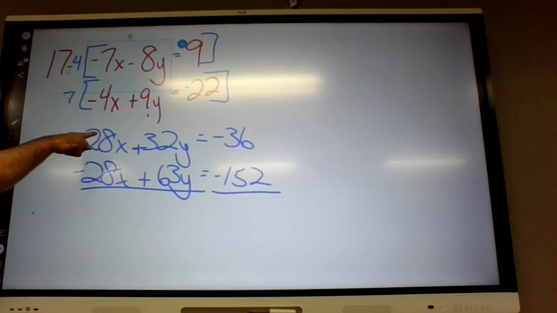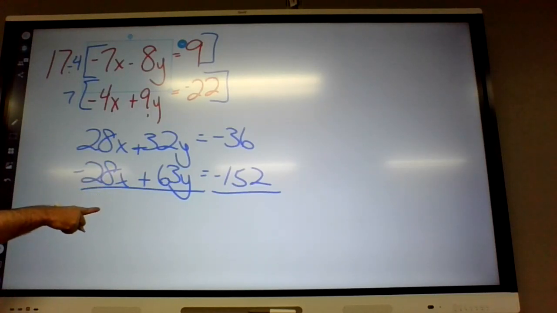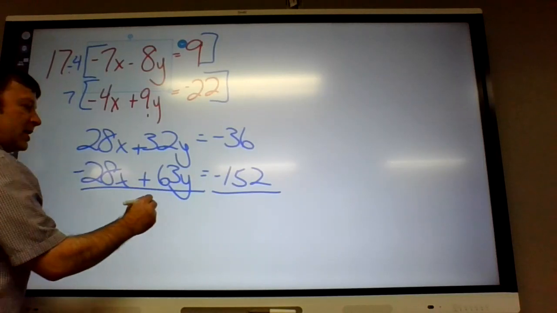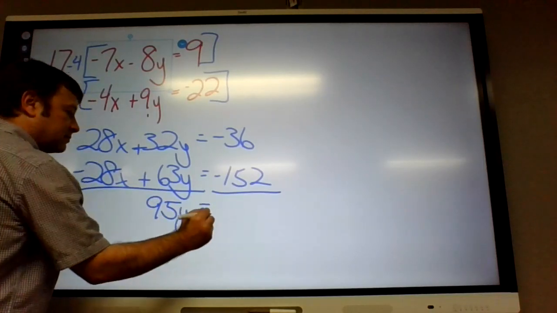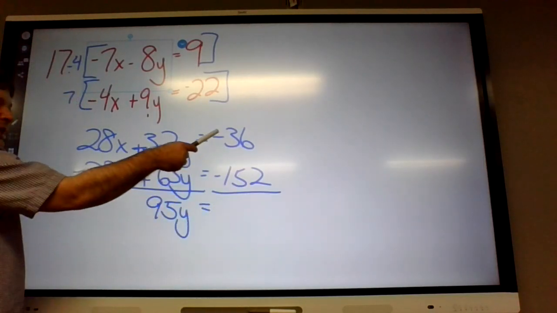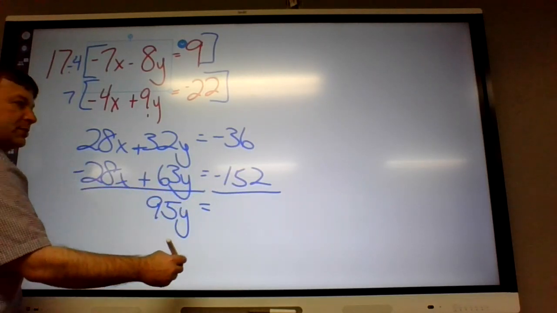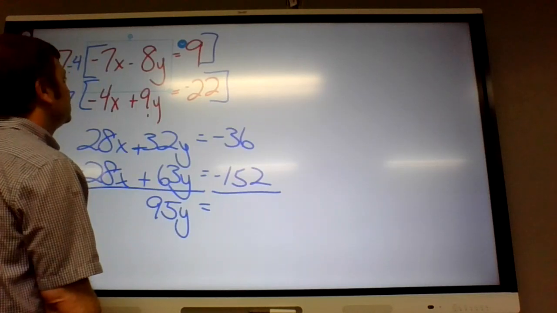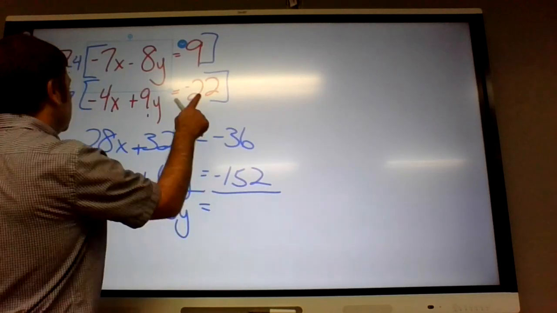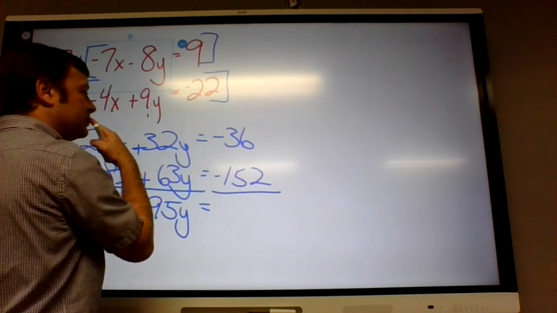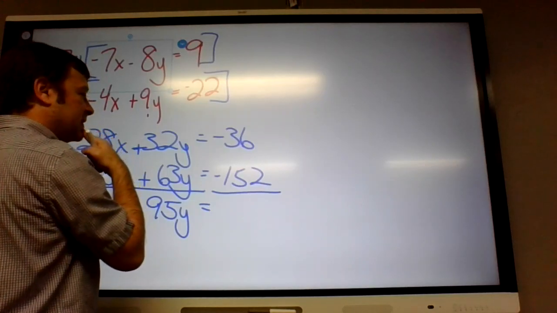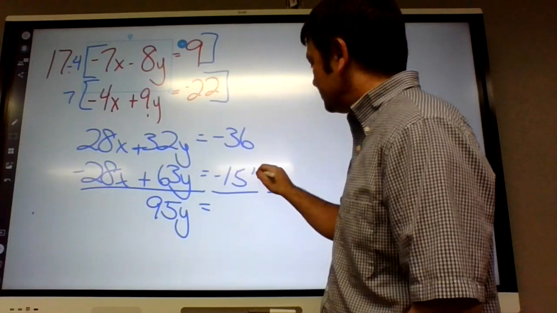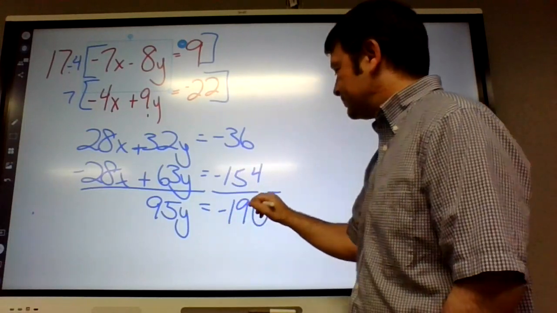When we add these two lines together now, my x's will go away. 32y plus 63y is 95y. Negative 36 plus negative 152 is negative 84. Oh, I made a mistake. This should be 190. Where did I get it wrong? Oh, this is a 4 right here. Okay, there we go.